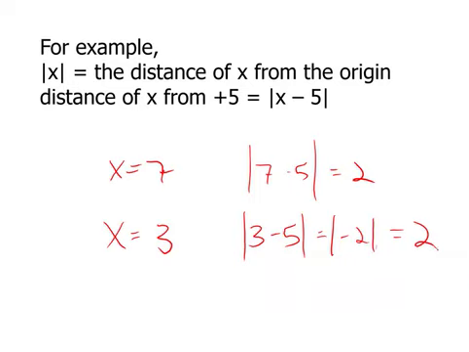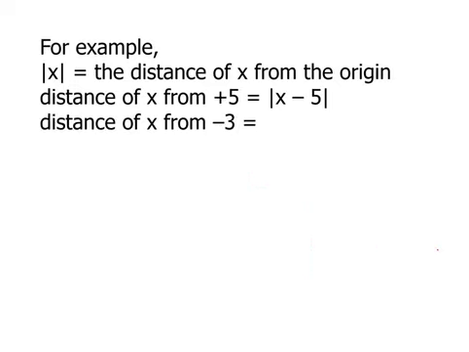And so in either case, it works. We're getting the distance from 5 on the number line. Now suppose we want the distance from x equals negative 3. Well, the same pattern, we're going to subtract the absolute value of x minus negative 3.